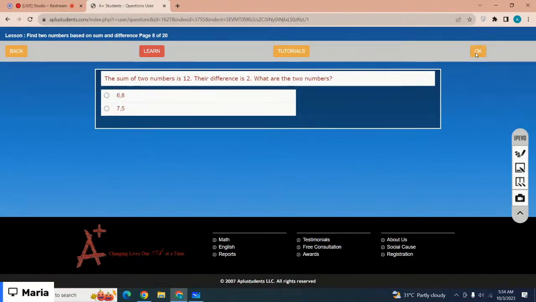Okay, the sum of two numbers is 12. The difference is 2. What are the two numbers? The numbers are 7 and 5, right? The correct option is 7 and 5.